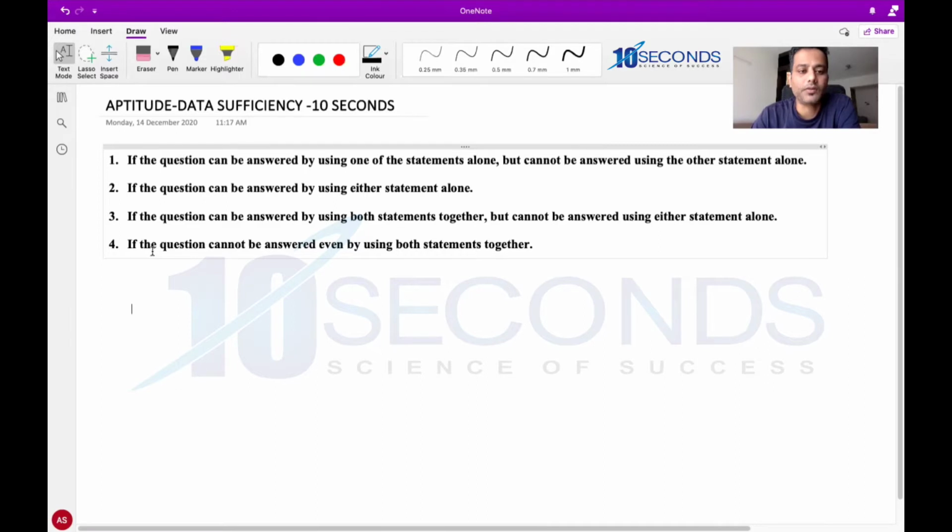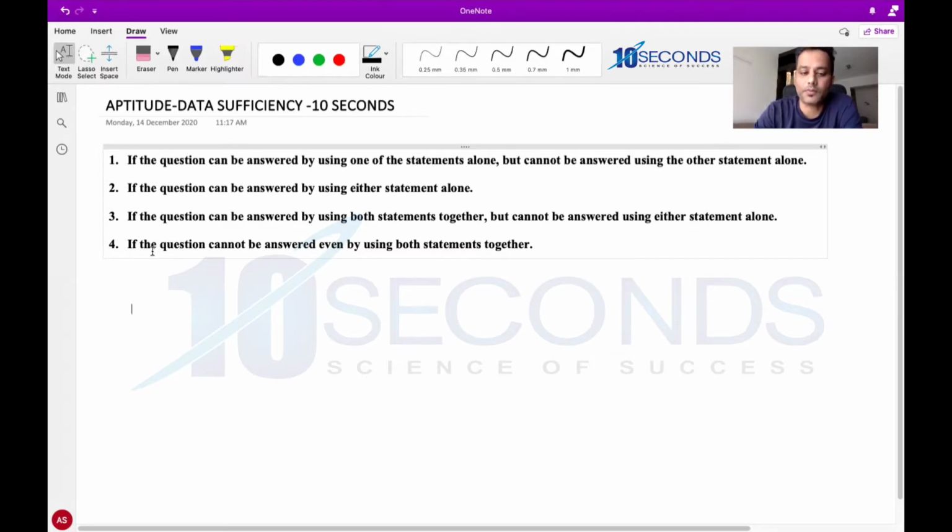So let me take a few examples and explain how to approach data sufficiency. What is data sufficiency? There will be a question followed by hints or statements. Using the hints or statements, you just need to check whether the question can be answered or not. It's only whether the question can be answered or not.